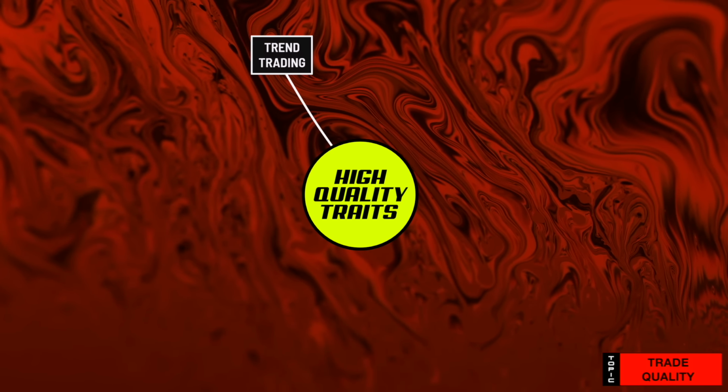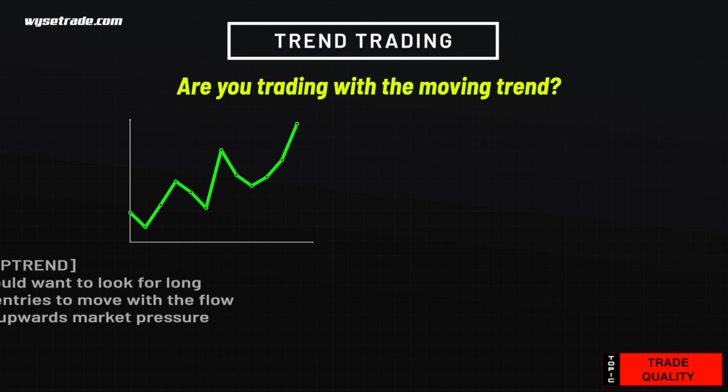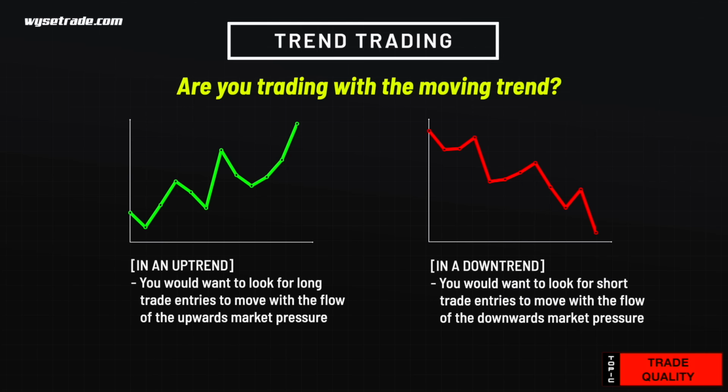First, trend trading. Are you trading with the moving trend? In an uptrend, you would want to look for long trade entries to move with the flow of the upwards market pressure. In a downtrend, you want to look for short trade entries to move with the flow of the moving downwards market pressure.